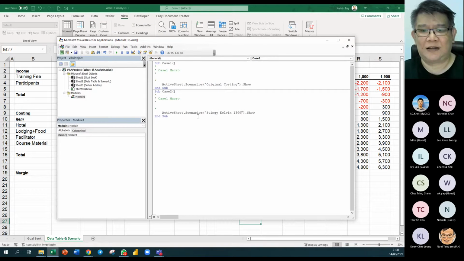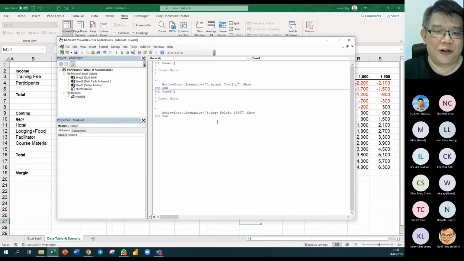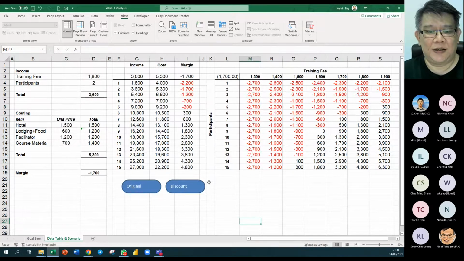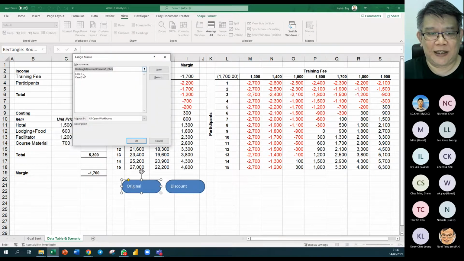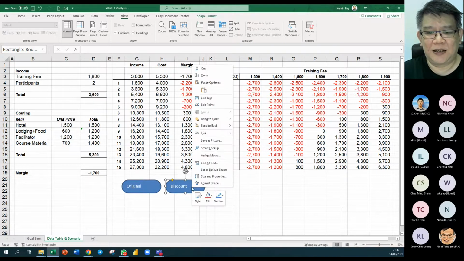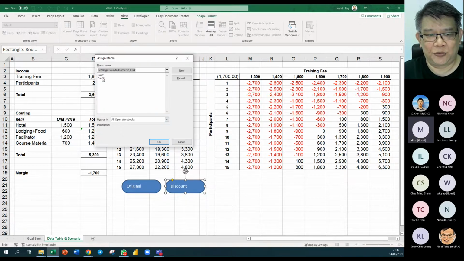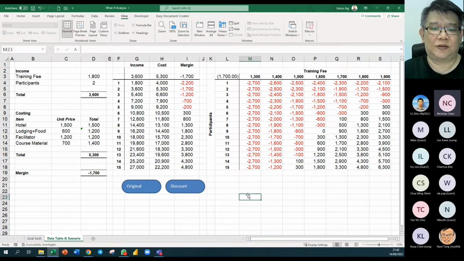1300. So that's the scenario that I have just now. If you make your scenario name very long, then you must remember how to spell it. Okay, so close it. I'm going to right click this original, assign a macro to case number 1. This one, I assign it to case number 2. I see what you mean.